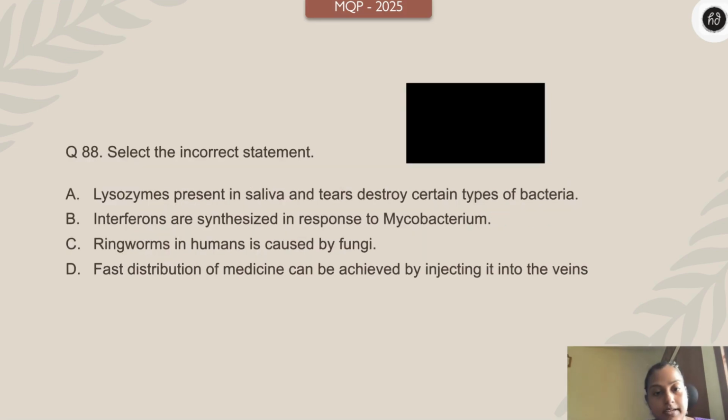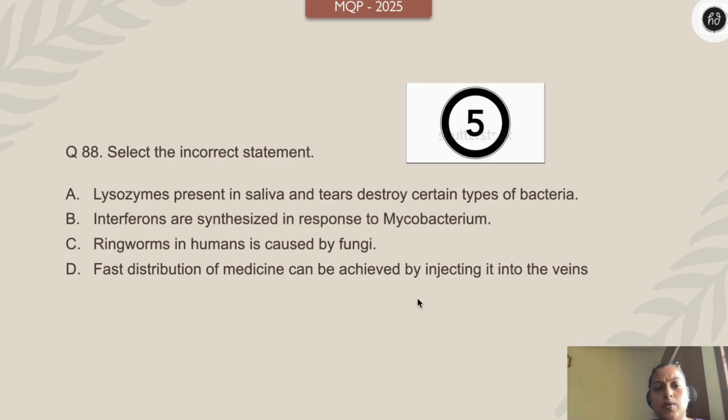Select the incorrect statement. Okay, lysozymes present in saliva and tears destroy certain types of bacteria. Interferons are synthesized in response to mycobacterium. Ringworm in humans is caused by fungi. Fast distribution of medicine can be achieved by injecting it into the veins. Your time starts 3, 2, 1 right now. I would say the level of difficulty here is very easy.